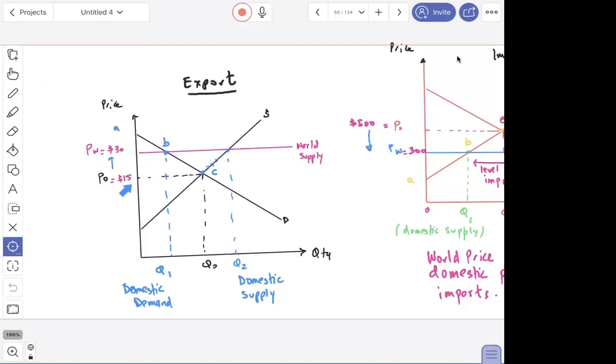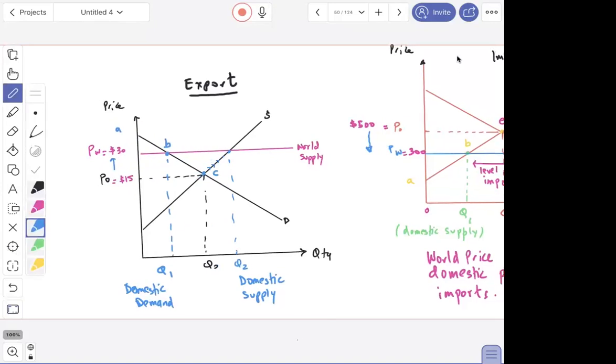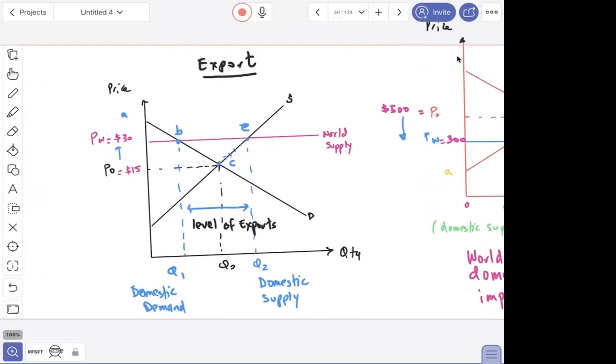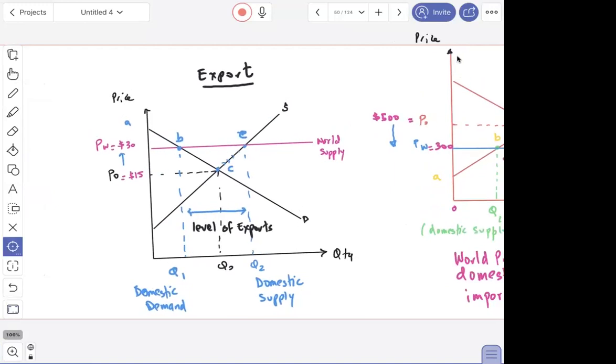Why? Because now the price has gone to $30, which means this B to E becomes my level of exports. So what is happening here? Let me explain this diagram one more time. If the world price is more than the domestic price, then you become an exporter.